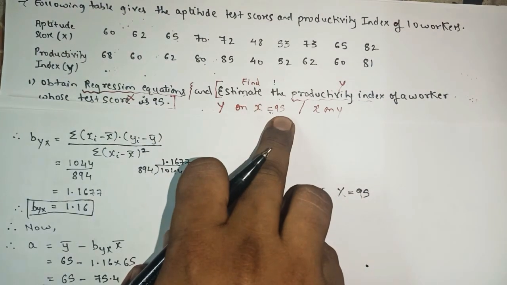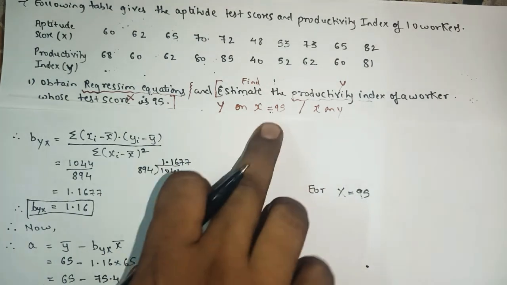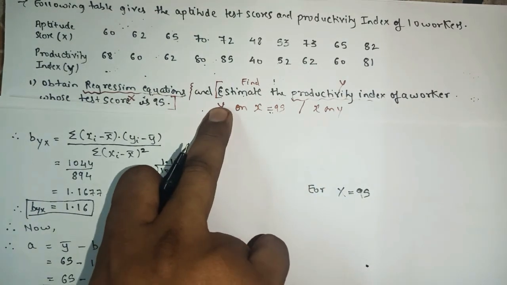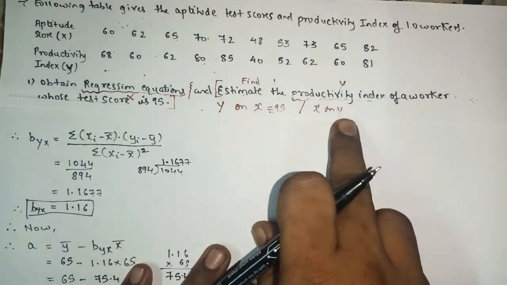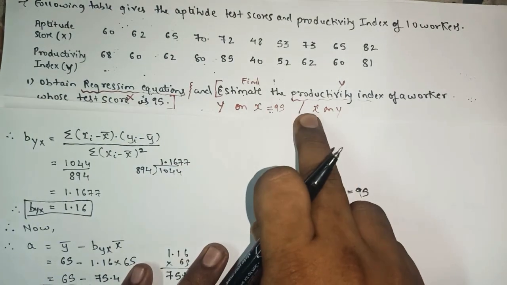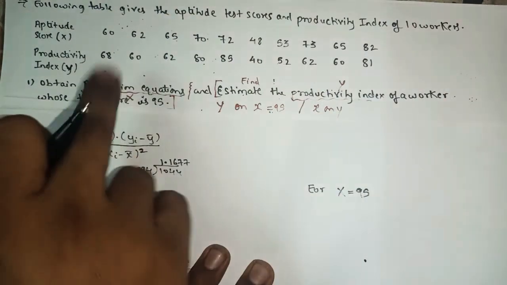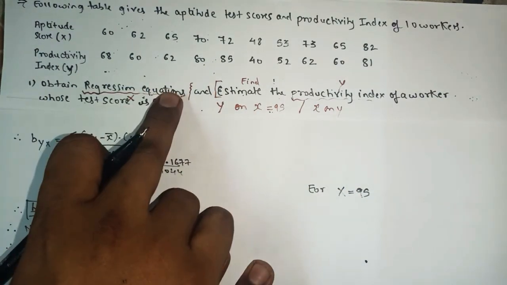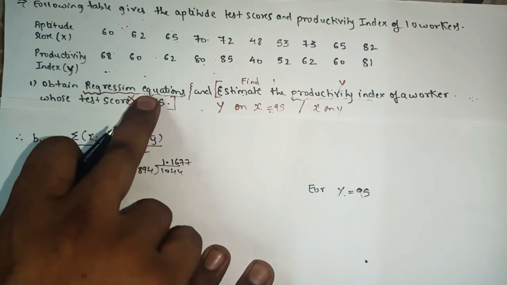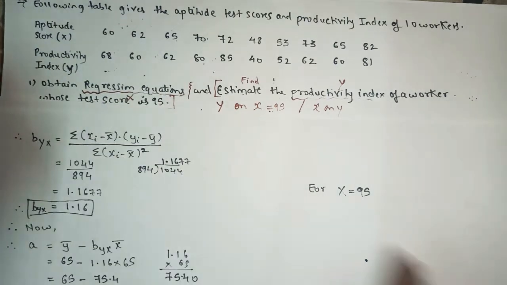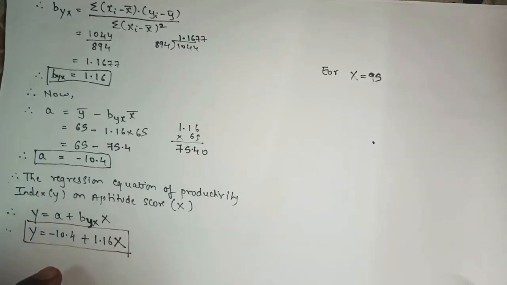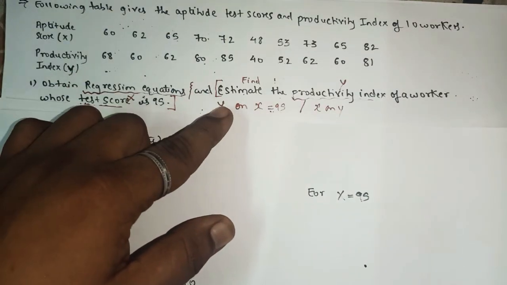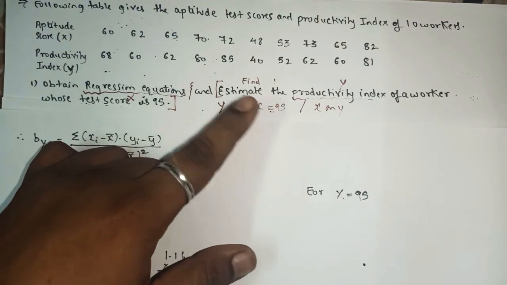So x we have 95. As per the rule, if x is given, we have to find y, that means y on x. If y is given, you have to find x, that means x on y. So for this sum, we have to find y on x. Here, you will see clearly, we have to find two things. One, you have to obtain the regression equation, as here we got the regression equation. And second part, estimate. That means you have to find y when you have x.